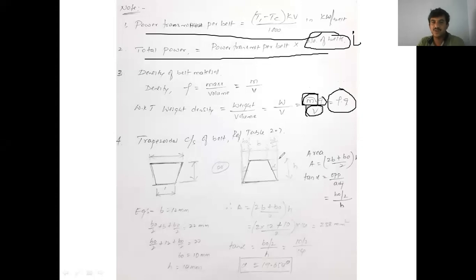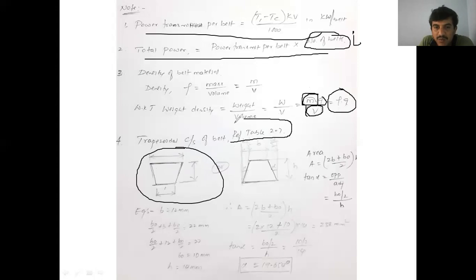That we already use. But in V belt drive, what type of cross section is it? A trapezoidal cross section, right? For trapezoidal cross section, if you want to know the cross sectional property, then you use the data handbook, design data handbook, volume number 1, refer table 2.7. If you refer to table 2.7, this is the cross section we'll get here.